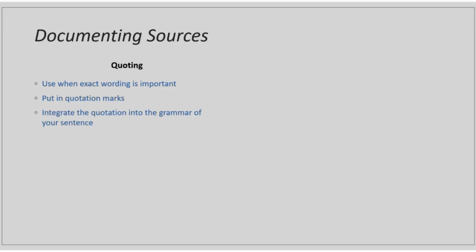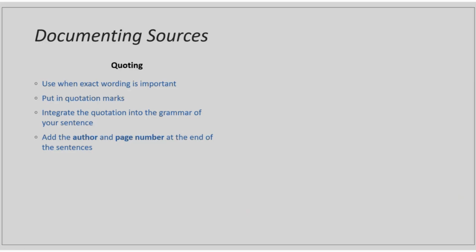And then there's quoting. So for quoting, again, use it when the exact wording is important. Put it in quotation marks, double quotation marks. Integrate the quotation into the grammar of your sentence. And then cite. Add the author and page number at the end of the sentences.